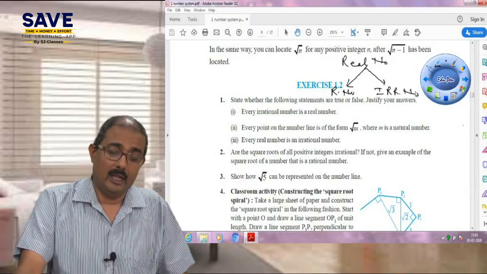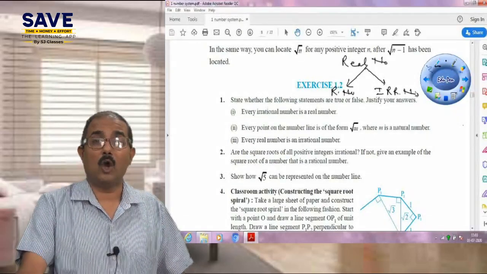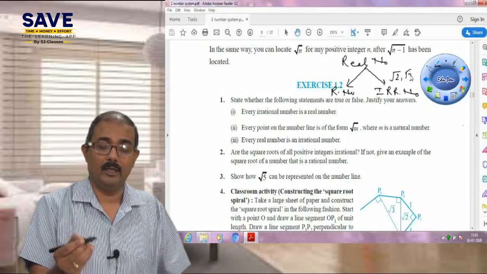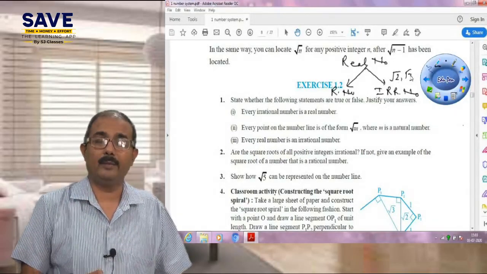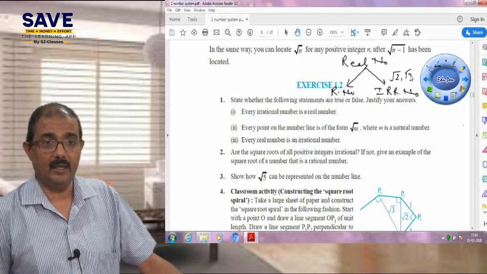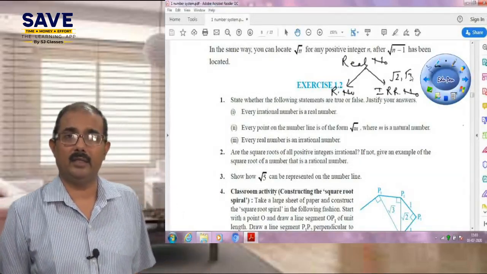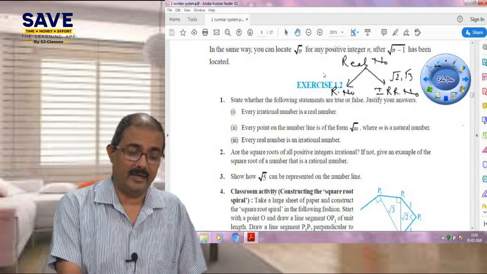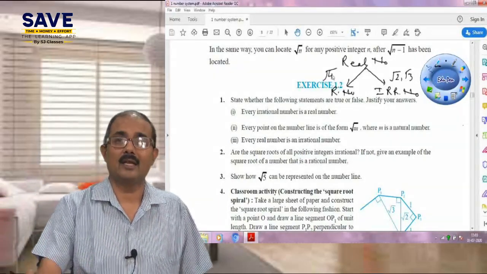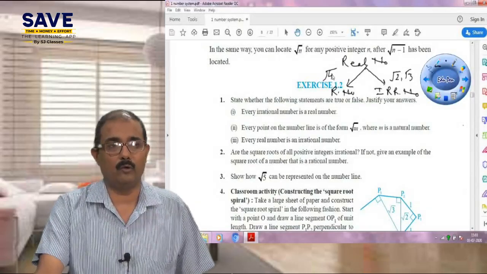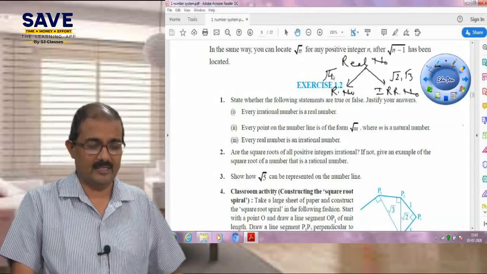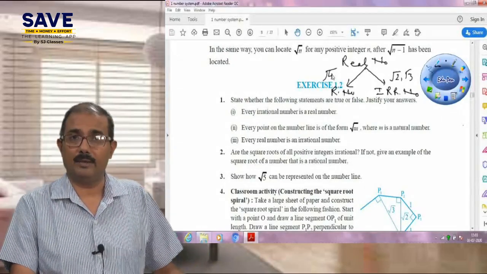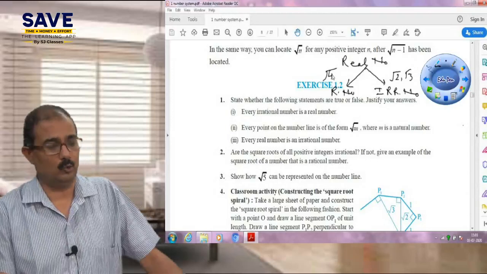And those square roots which are not perfect, yesterday I told you, like root 2 and root 3, these are irrational numbers. Why? Because they are non-terminating, non-repeating if you find their values using the long division method. And square root 4 is a rational number because square root 4 is equal to 2.